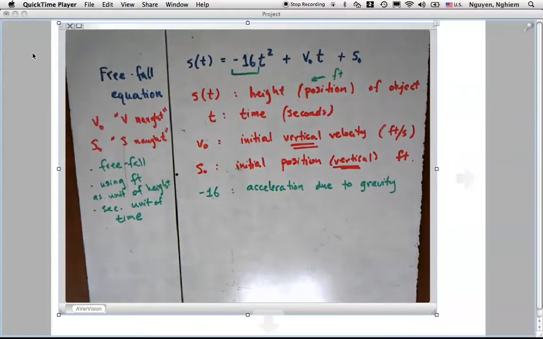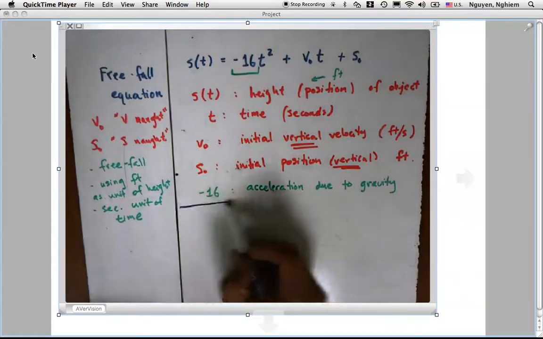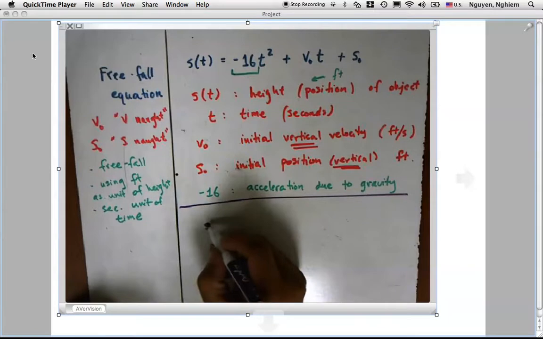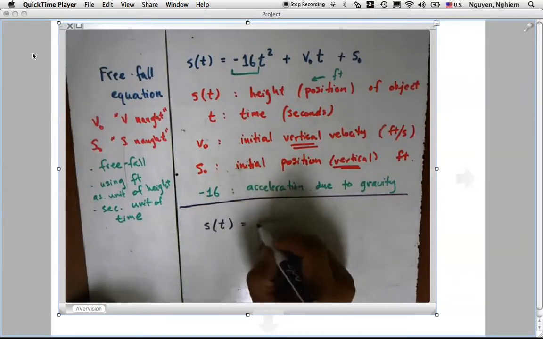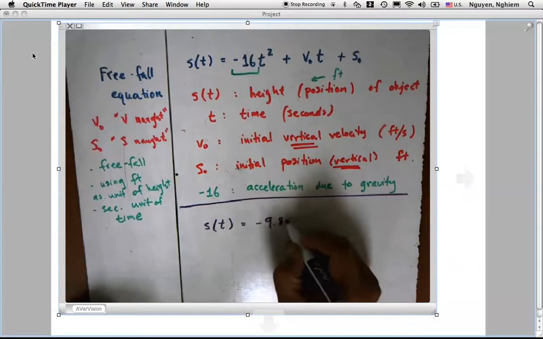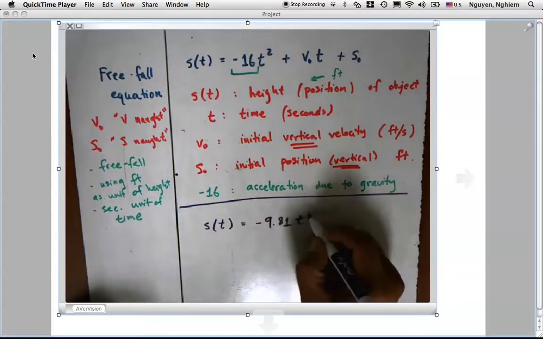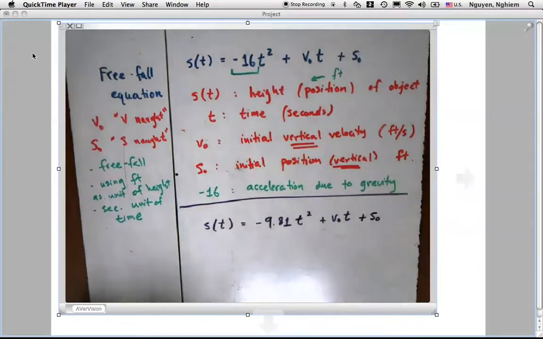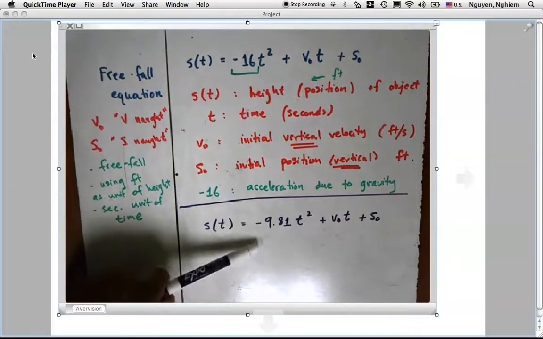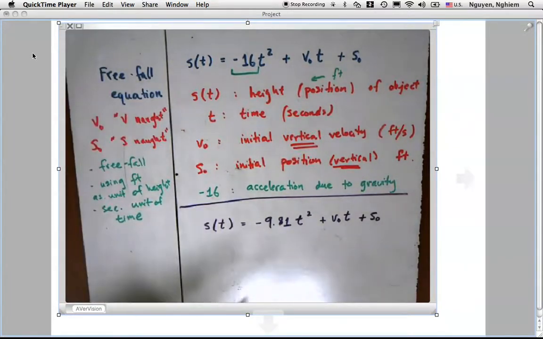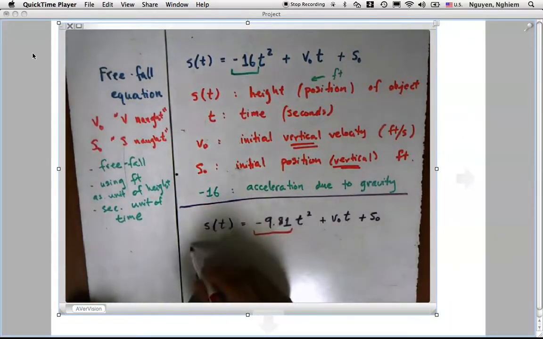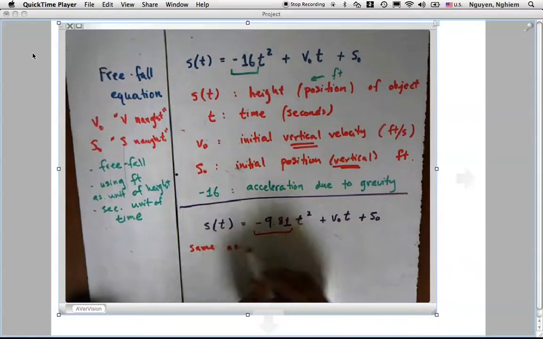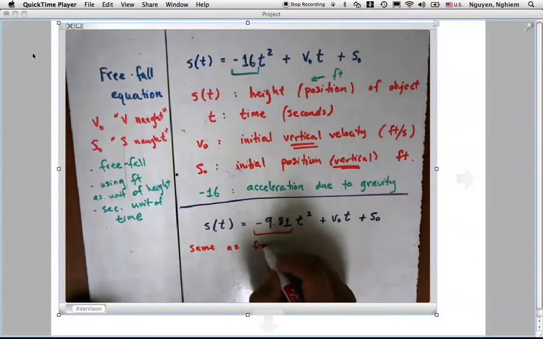Now let's look at another form of this equation, and you'll probably see both of these. In fact, I think the second one is what you might see more often. Here's another version of this equation. S of t equals negative 9.8, and sometimes 9.81, t squared plus v naught t plus s naught. If you notice, this equation and the first equation are identical except for the negative 16 and the negative 9.8. So it's the same thing.